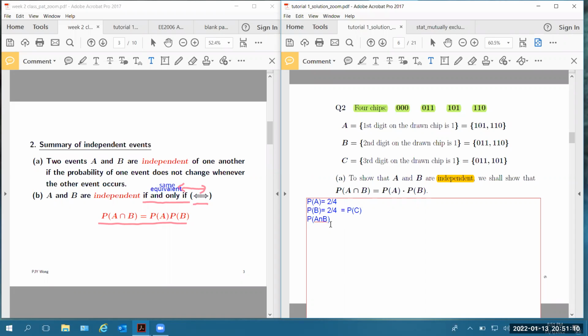Okay, so now I want to find probability of A and B. You realize that I call it A and B, I don't call it A intersect B, although this A and B is actually represented by the set A intersect B. But I will just say probability of A and B. Now, how do we find this?